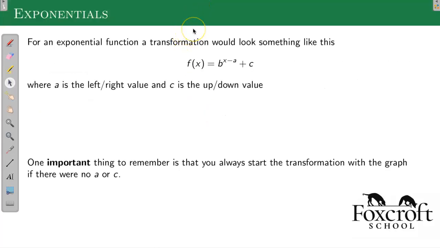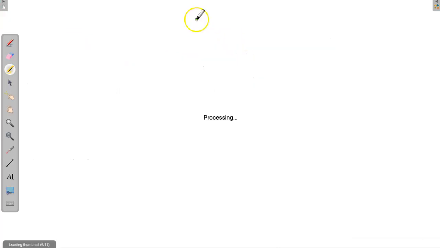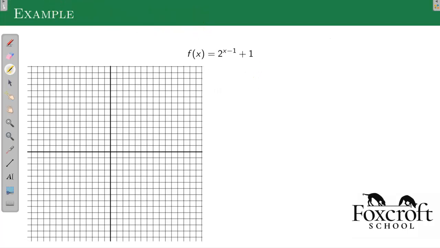For an exponential graph, this is what our transformations are going to look like. The values near the x, these are going to be my left and right values, and the numbers away from the exponential, those are going to be my up and down values. So let's see what this graph is going to look like.